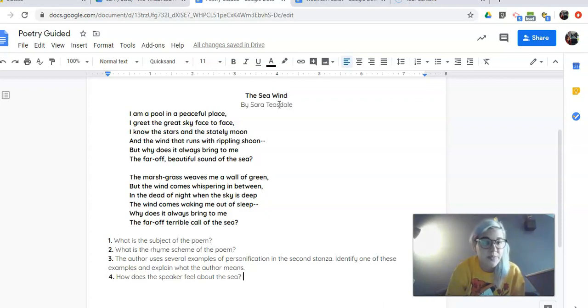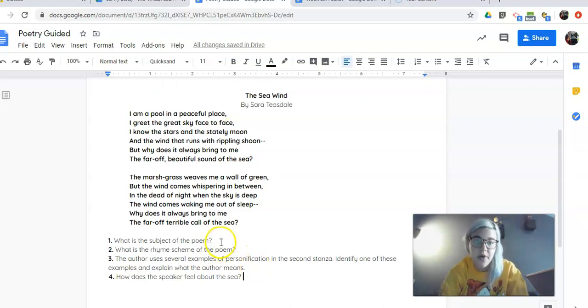But why does it always bring to me the far-off beautiful sound of the sea? The marsh grass weaves me a wall of green, but the wind comes whispering in between. In the dead of the night when the sky is deep, the wind comes waking me out of sleep. Why does it always bring to me the far-off terrible call of the sea?